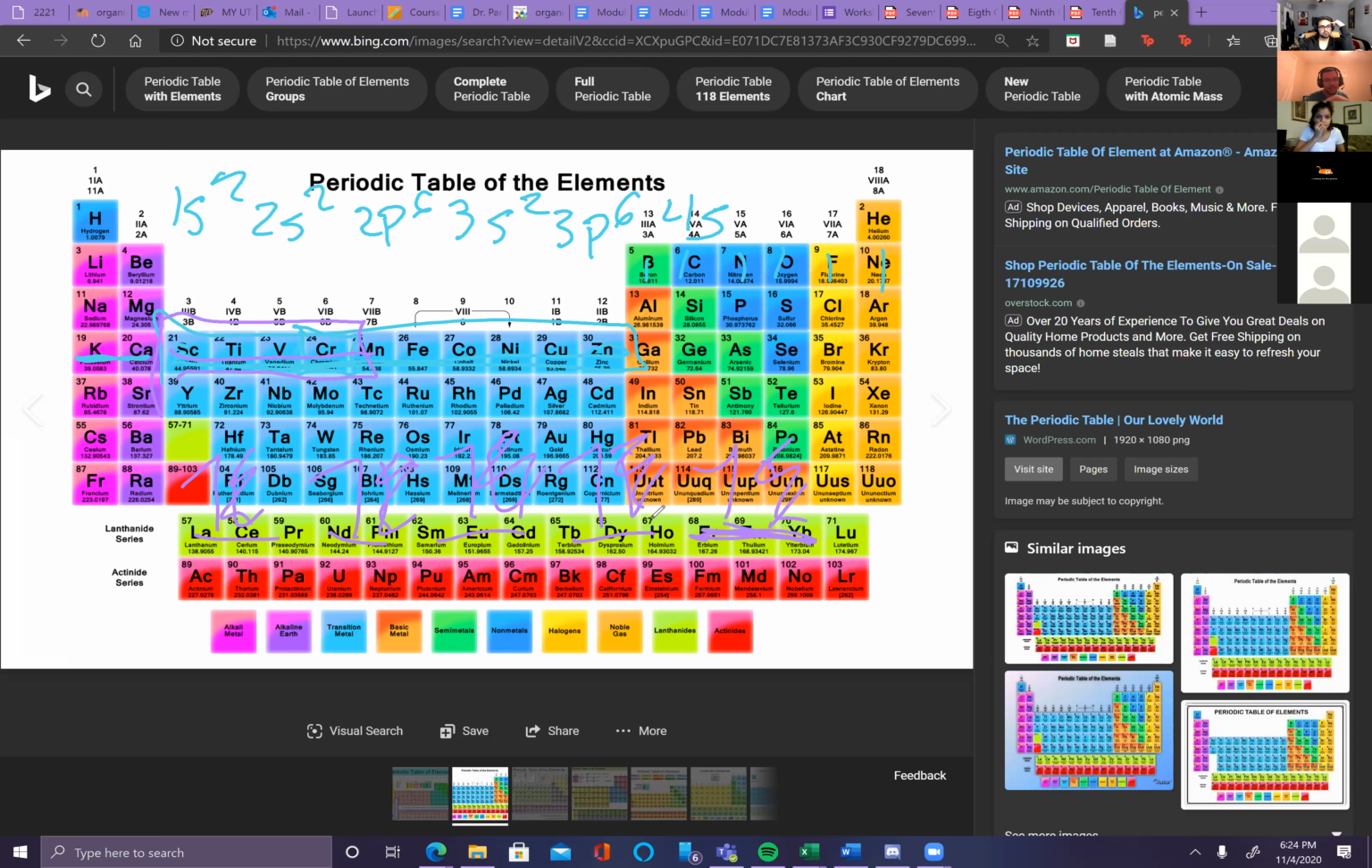So since the 4s is above it, it can pull one of those electrons down to make it so that the d orbital has 1 in each of its orbitals. So it will end up being 4s1 and 3d5.